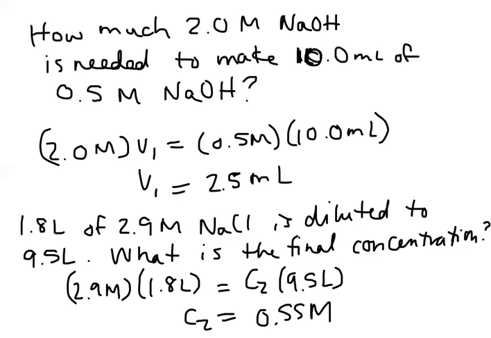Yes, Eleanor. What exactly do you do? I got set up to that point, but then I don't know what I do with what. Multiply these two. Then divide by that. Okay. Yeah. Because you want to get C2 by itself, so you have to divide.